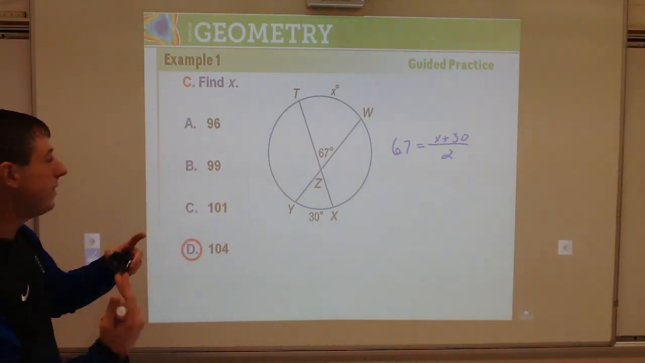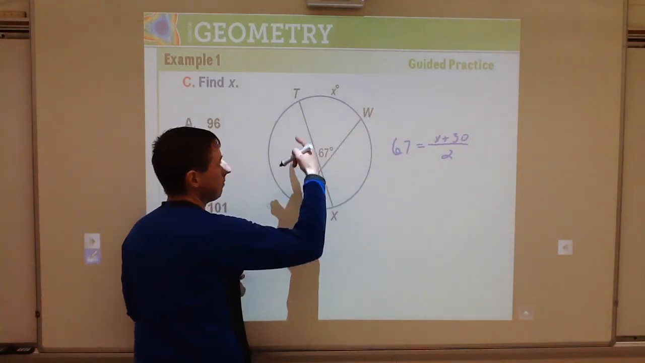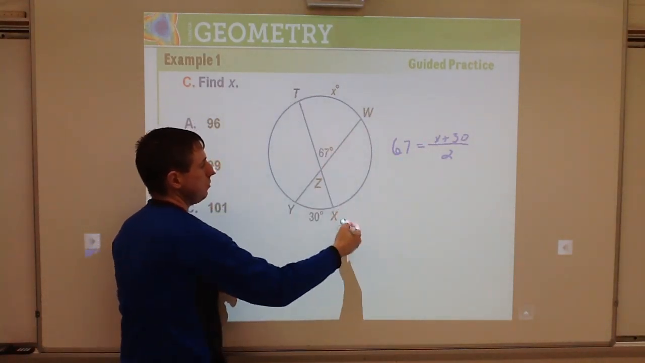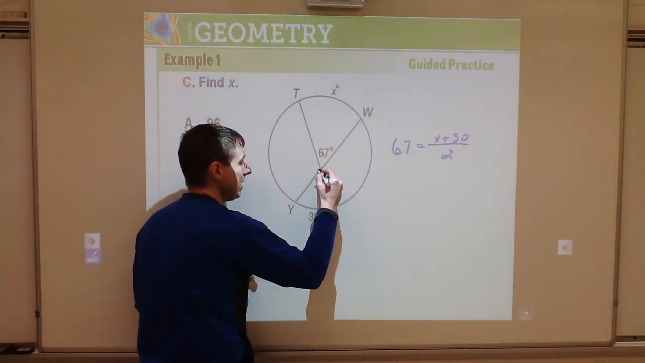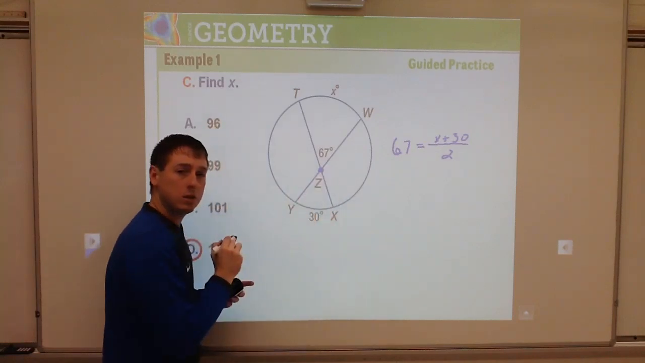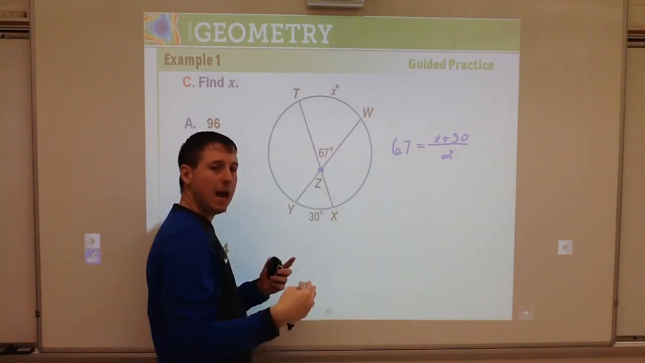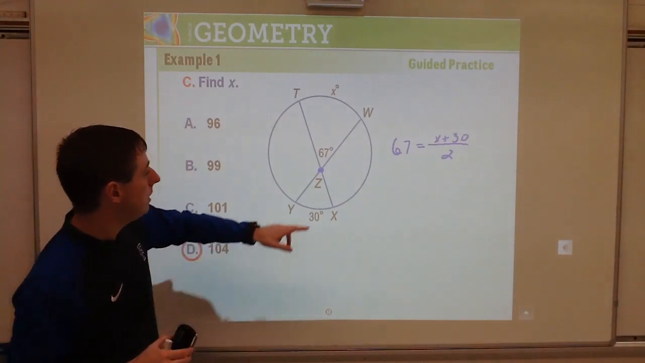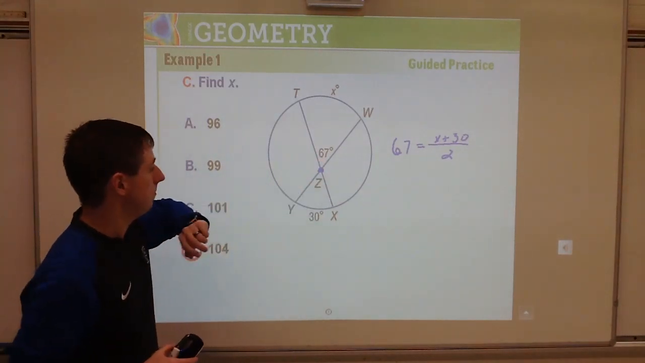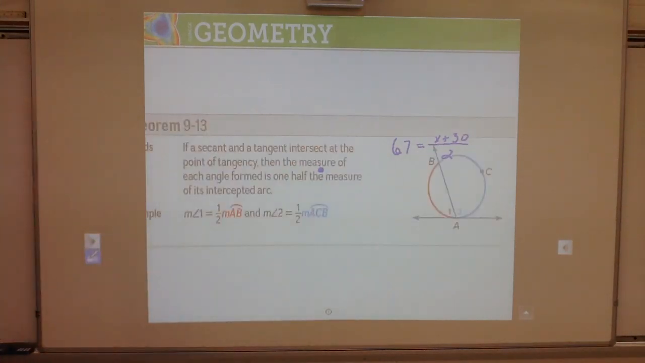Okay, so that's a little bit of when the two secants, right now those are two chords, but when two secants or chords cross inside a circle, but it's not the center, you do this right here. Add the arcs together, divide by 2, that gives you the measure of the angle. Okay, so that's when they cross inside the circle.